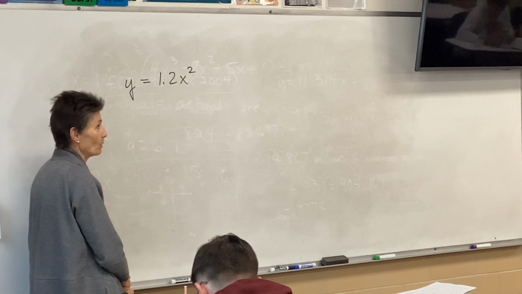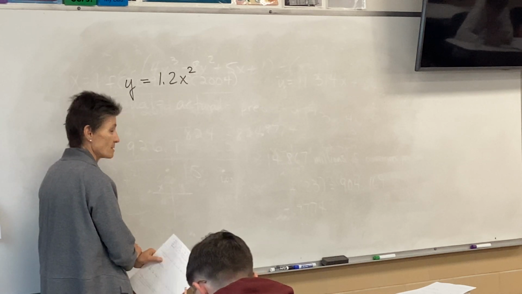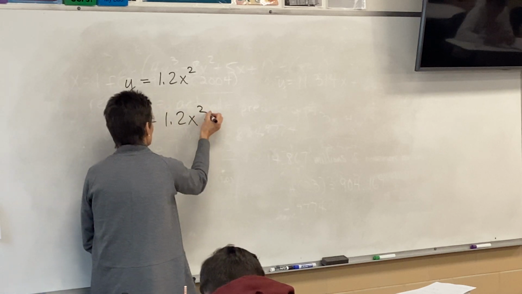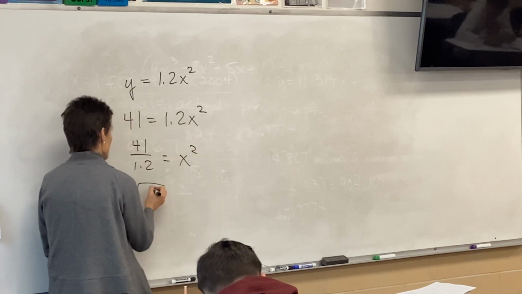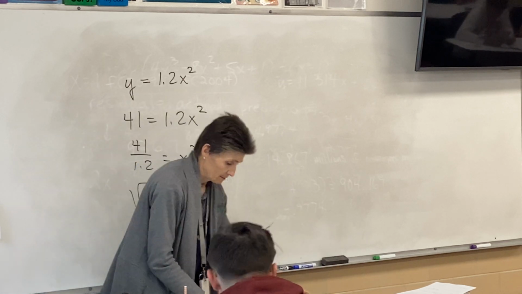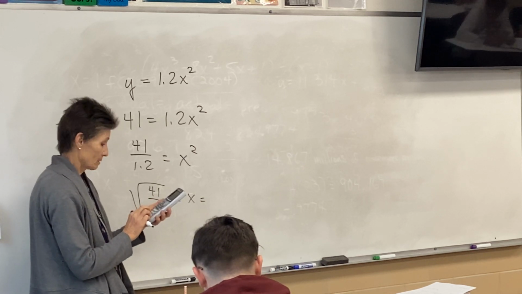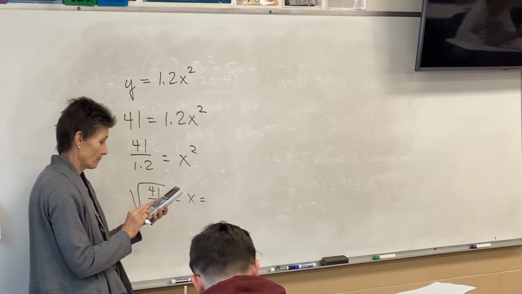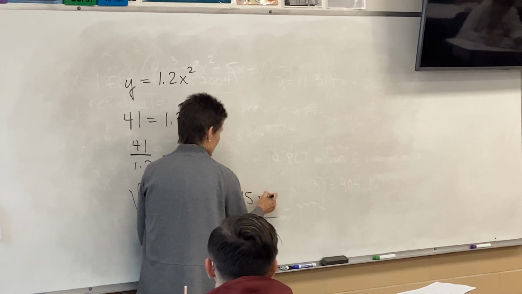Okay, so what do I do? When will the ball have rolled 41 inches? 41 for Y. 41 for Y, that's right. And just square root this guy. Did you get about 5.845 seconds?